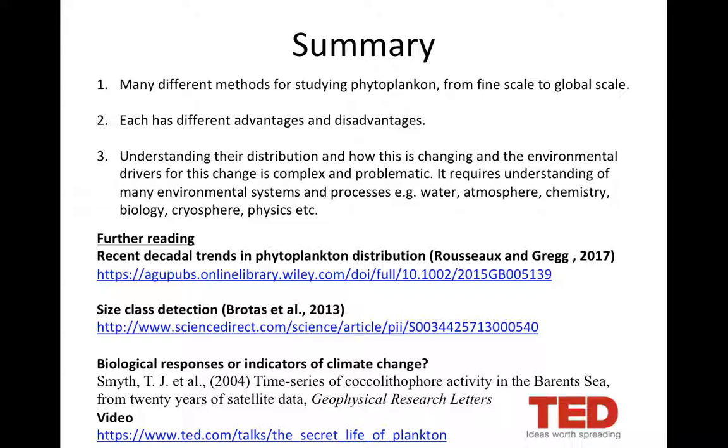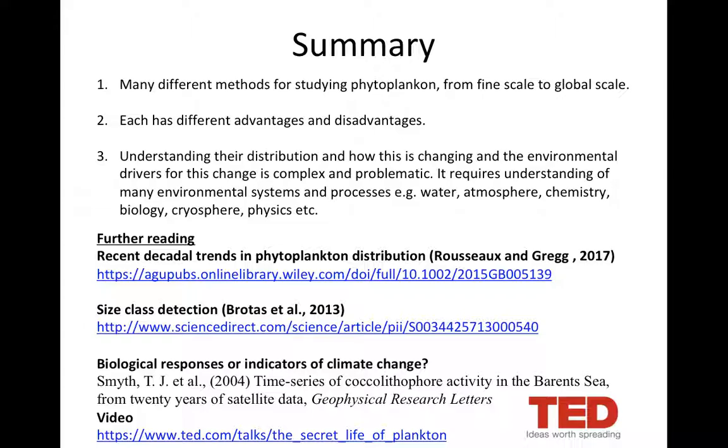So just to summarise for this lecture, there's many different types of methods for studying phytoplankton, from fine scale to global scale. They all have different advantages and disadvantages. The important thing is that you will invariably use multiple approaches to actually study phytoplankton. And the key thing to remember is that you have to take into account the fact they all have different performance and underlying assumptions for each of those different techniques.